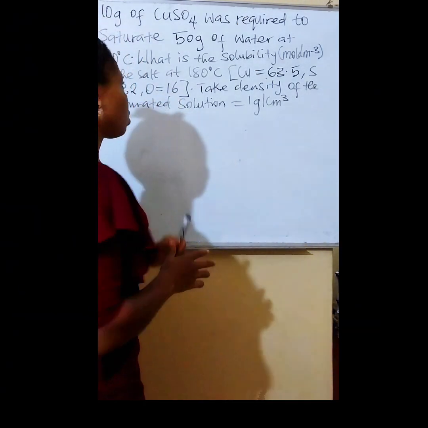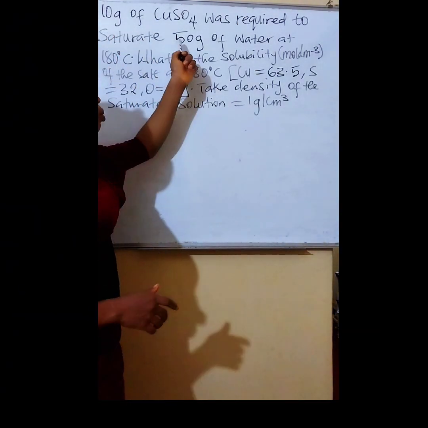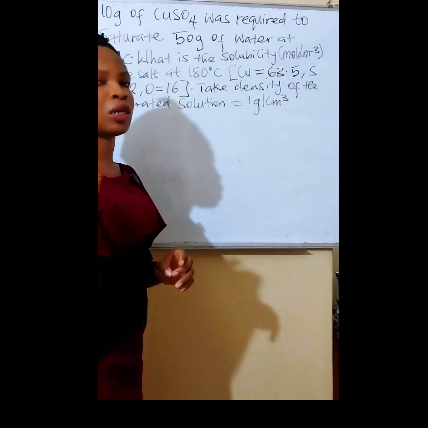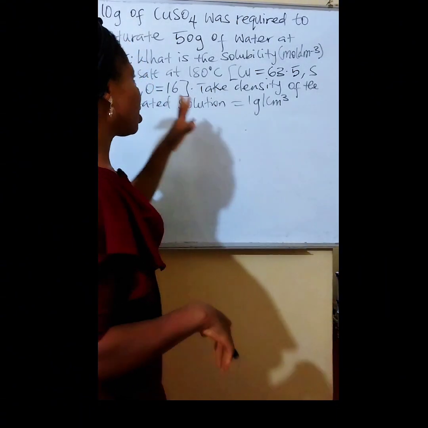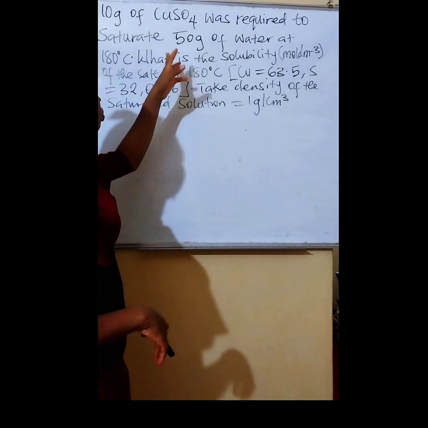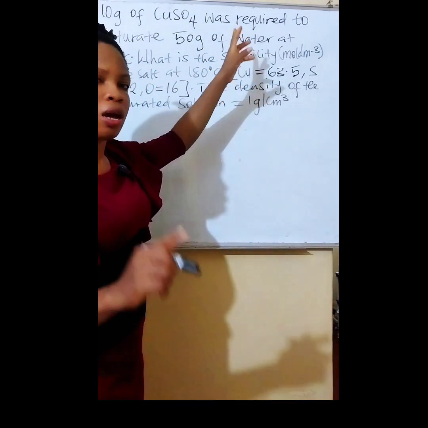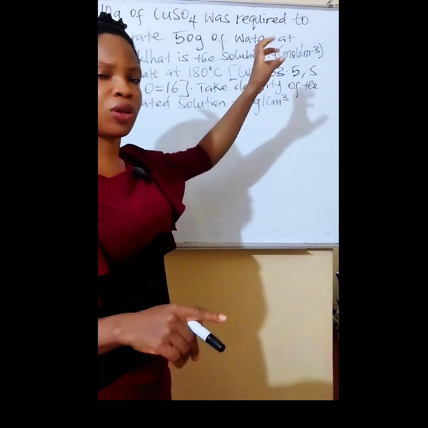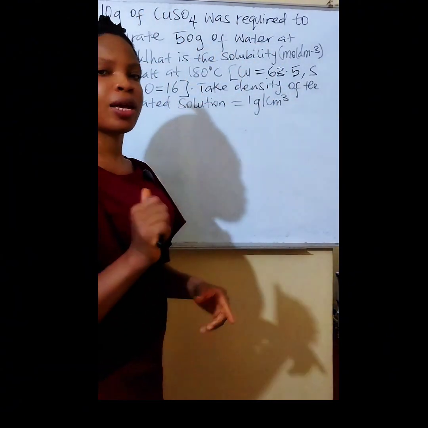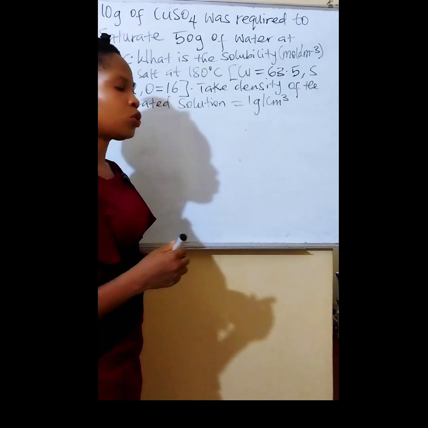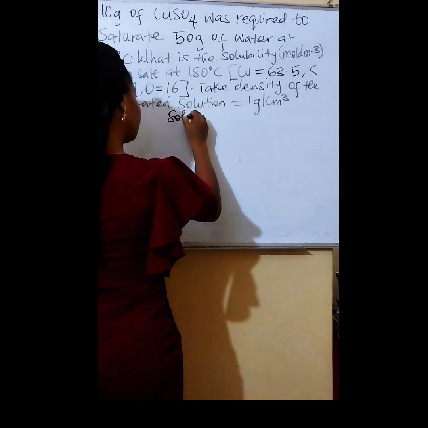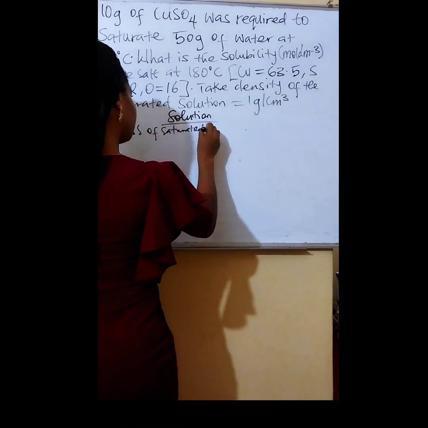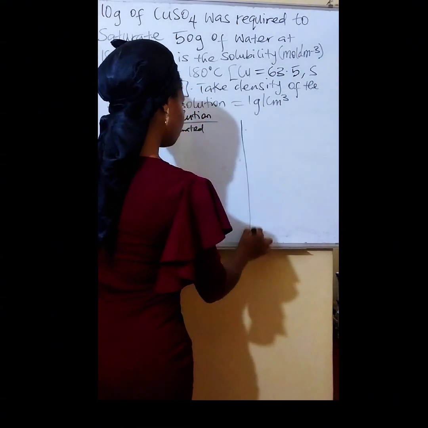So to solve this, we're going to add 10 grams and 50 grams to get the mass of the saturated solution. Remember, we're given the mass of the solvent, which is water. And remember that solution is equal to solute plus what? Solvent, okay? So we add these two together to get the mass of the saturated solution. So let's proceed. Let me divide the board into two.